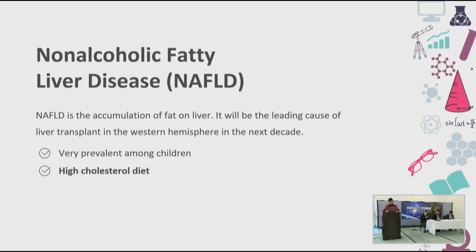It will be the leading cause of liver transplant in the Western Hemisphere in the next decade. It is very common among children. It is the most common liver disease among children because of increase in child obesity. The most common reason for NAFLD is consuming a high cholesterol diet that primarily includes fast food in high volumes.